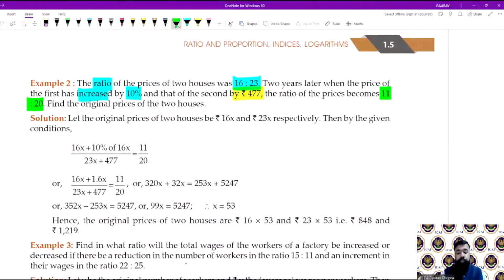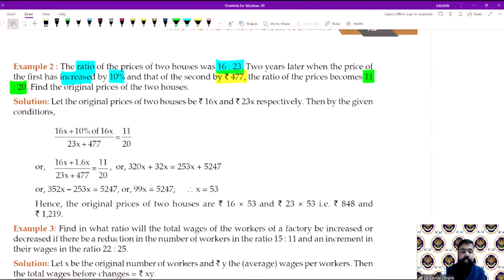So what is the original price? That we have to calculate. We can see that the ratio of original prices is given. So we can assume the original prices of the houses to be 16x and 23x respectively. So 16x becomes the price of the first house and 23x becomes the price of the second house. Now, if we make the ratio, what will happen? 16x upon 23x. This is the given ratio.